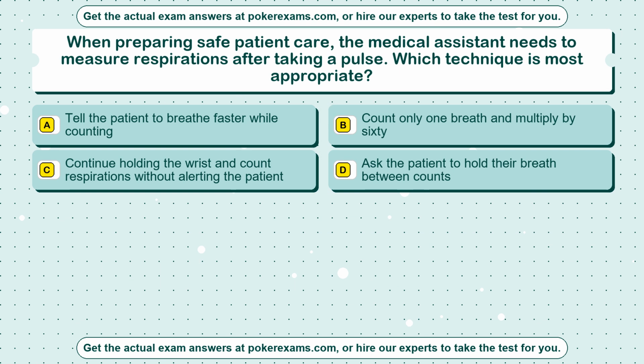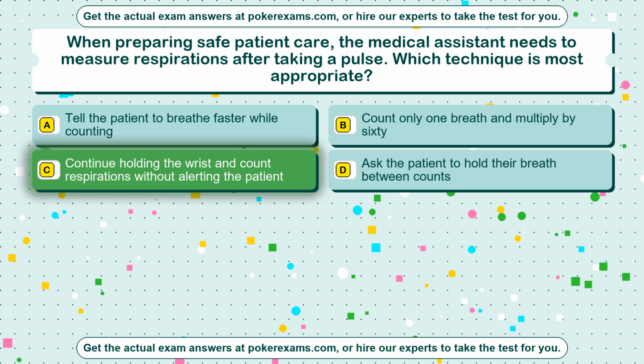Question 82. When preparing safe patient care, the medical assistant needs to measure respirations after taking a pulse. Which technique is most appropriate? Option A, tell the patient to breathe faster while counting. Option B, count only one breath and multiply by 60. Option C, continue holding the wrist and count respirations without alerting the patient. Option D, ask the patient to hold their breath between counts.